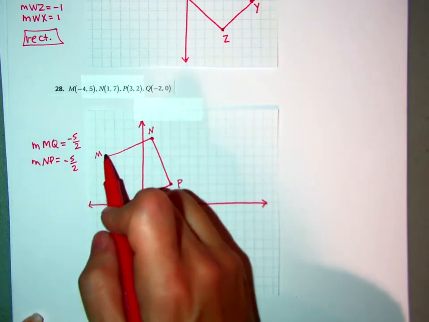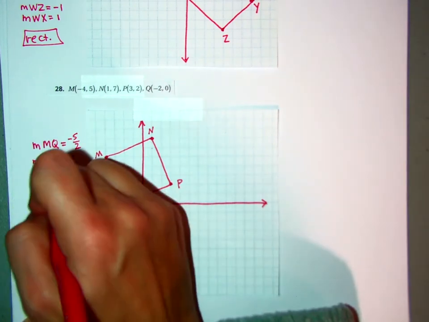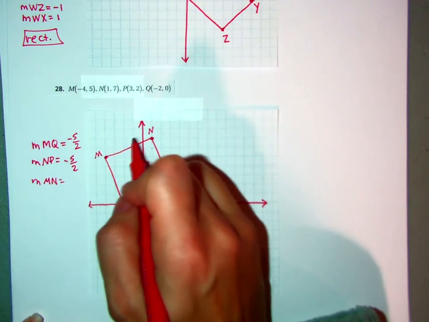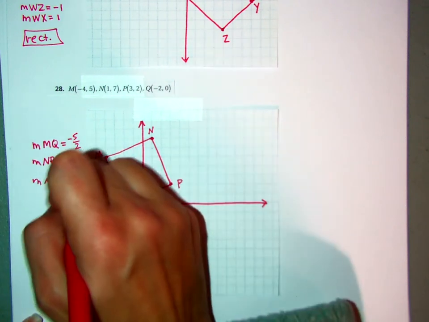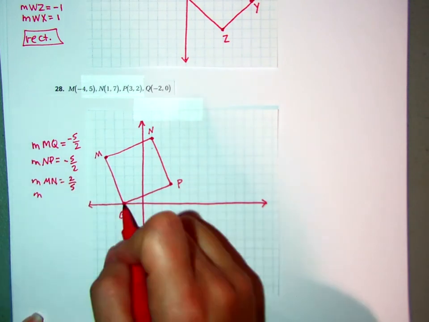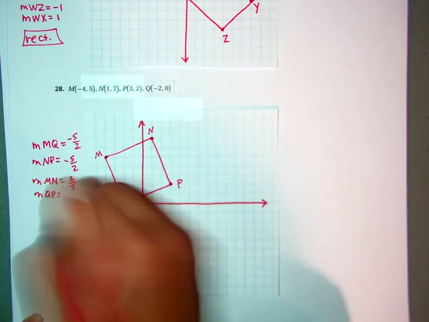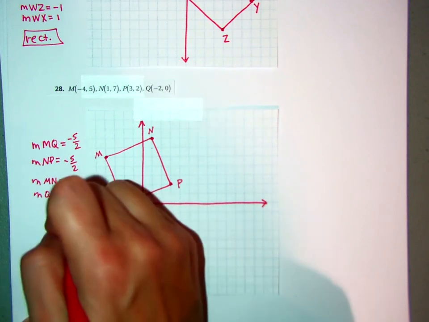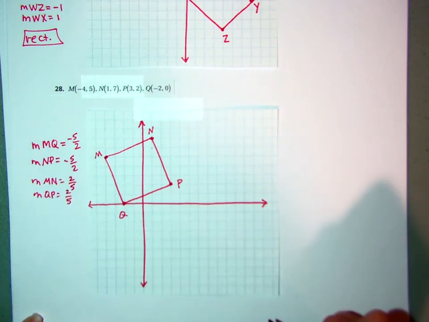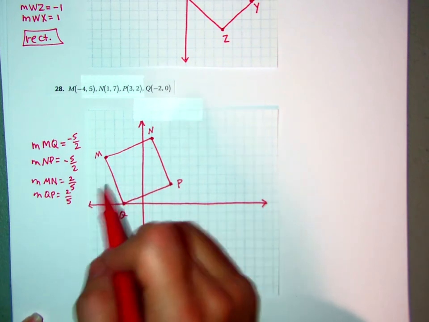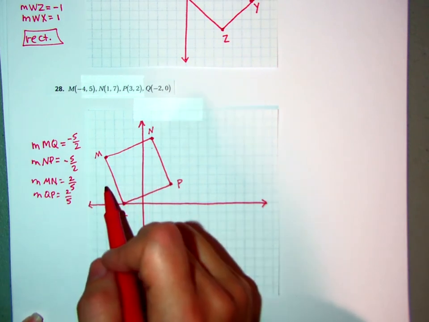So now let's go ahead and do the slope of MN. That's going to be up 2 and then over 1, 2, 3, 4, 5, so that would be positive 2/5. Now let's do the slope of this one here, QP. QP, we're going to go up 1, 2, and then we're going to go over 1, 2, 3, 4, 5, so that's positive 2 over 5. So we have the opposite sides with the same slope, so it is a parallelogram.